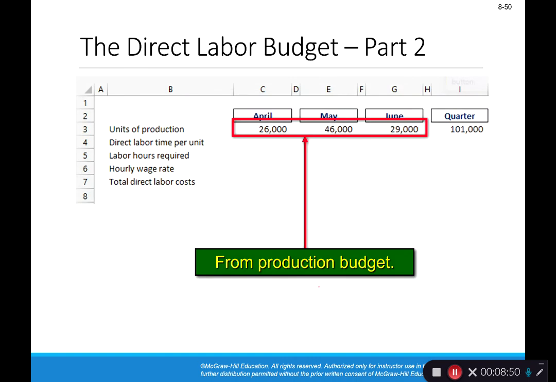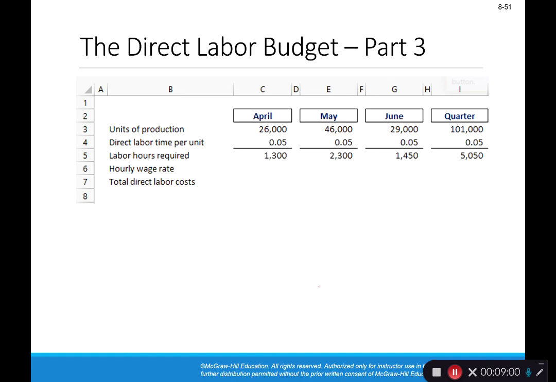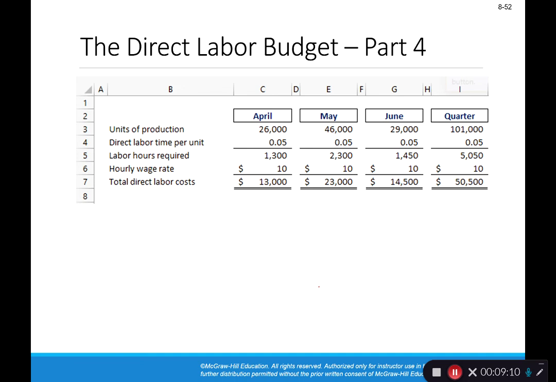Well, we're going to use some common sense. We're going to start with the units we produce each period, which came from the production budget. Then we're going to multiply that by the amount of time each one requires, which is 0.05, and that'll give us our labor hours required each month. Then, as you can guess, you'd multiply that by the labor rate to get the total direct labor cost. Because these are income statement items, the total cost, total units, total hours, and finally total costs are just added across the 3 months to get your quarterly numbers.